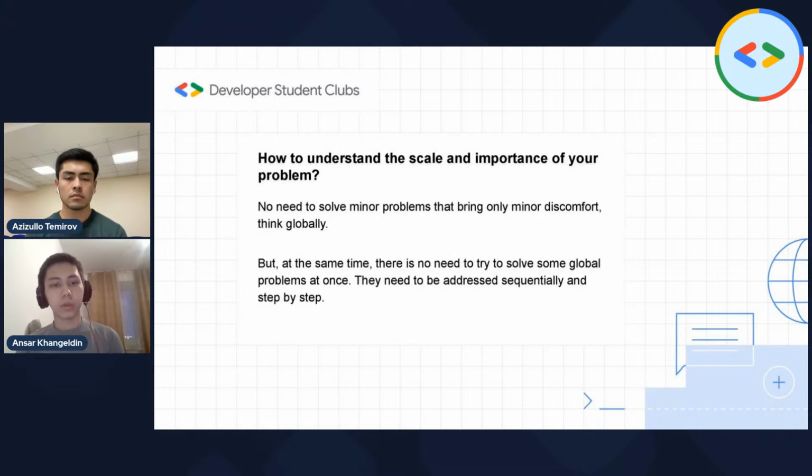Also, you don't need to solve minor problems, as I said, that bring only minor discomfort. You have to think globally. But at the same time, there is no need to try to solve some global problems at once. They need to be addressed sequentially and step by step.